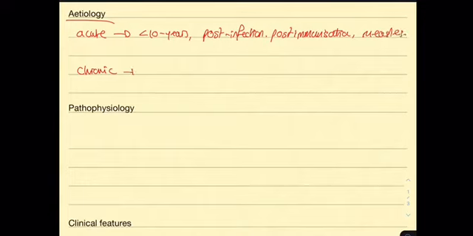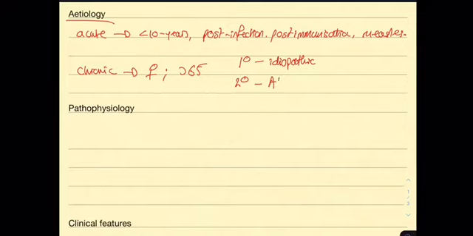In the chronic form, the risk factors here are women of childbearing age, as well as those over the age of 65, so in adults over the age of 65. And this can be subdivided into the primary and the secondary causes. Primary cause, as we all know, is idiopathic, which means we don't know why it has occurred, but for some reason it has. Secondary is usually due to a secondary pathology, usually autoimmune ones, such as lupus and thyroid disease.